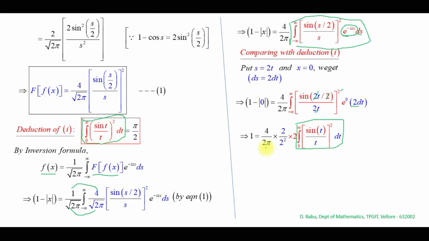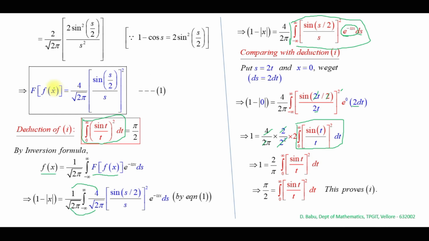So now, 4 into 2, so this 4, this 2 square get cancelled and this 2 get cancelled. So this is 2 by pi. So 1 equal to 2 by pi times 0 to infinity. Now bring this term to the left hand side. We have pi by 2. So it implies pi by 2 equal to 0 to infinity sin t by t whole square dt. So this proves 1.